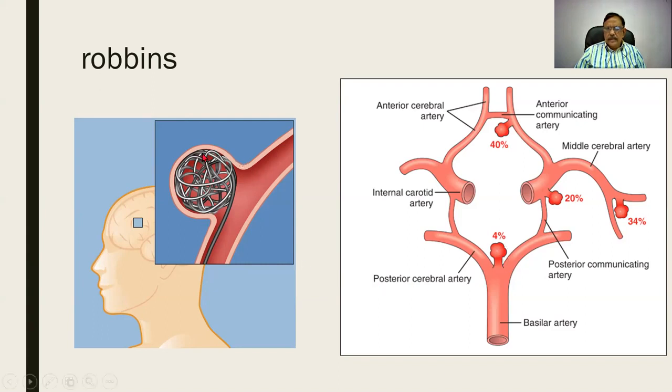And on the left side, there has been a wire loop that has been inserted. Radiologically, they identify and fix it, and then there is a wire loop which is lodged. In this, there will be formation of thrombus, etc., and that will strengthen this area, preventing a rupture. This is the modern method of treatment of a berry aneurysm.